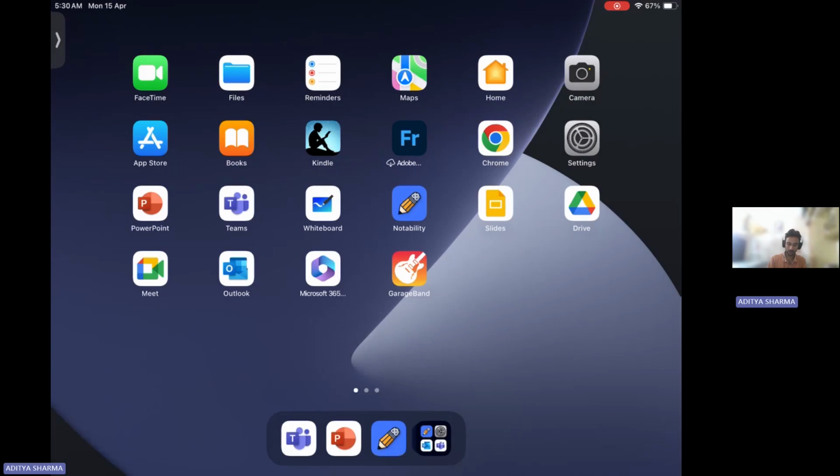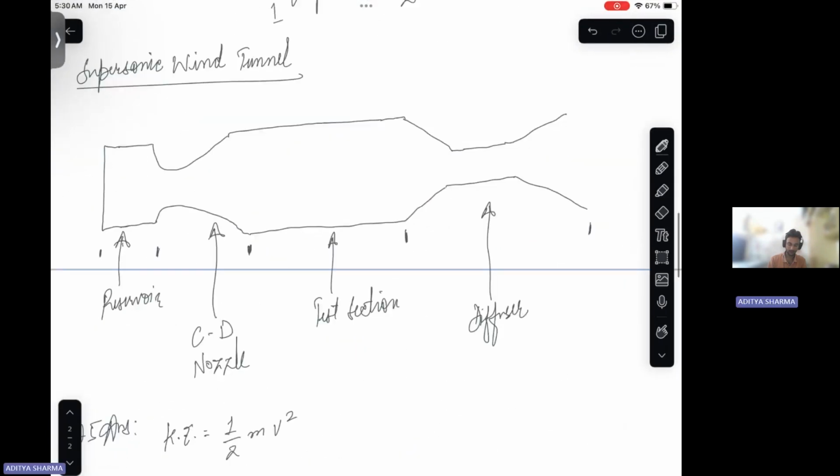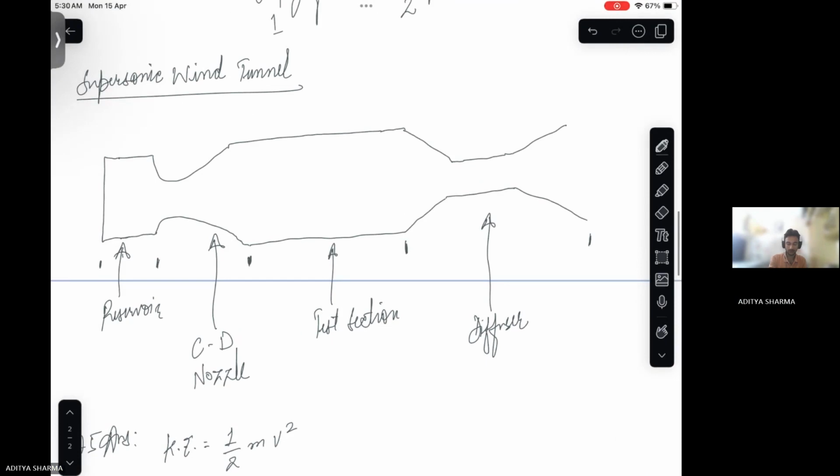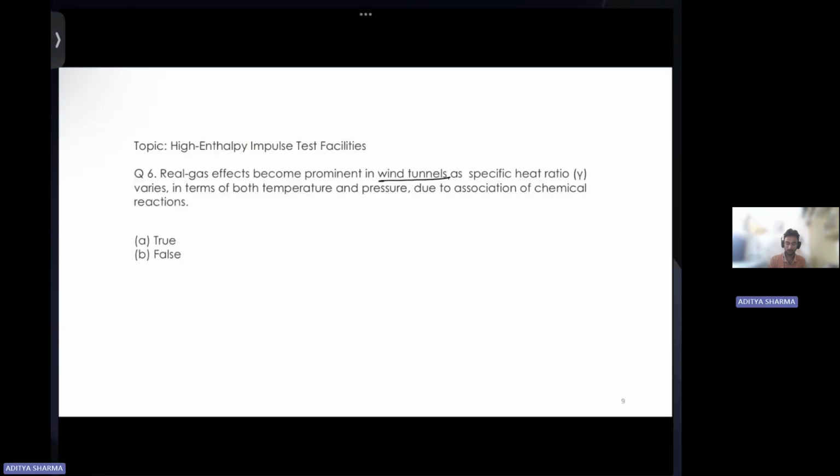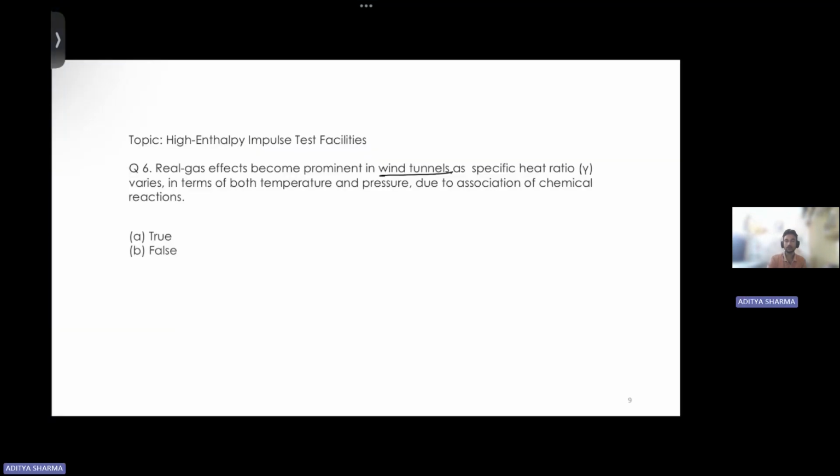But if you see a wind tunnel, in that case we need a reservoir or storage tank. So we store gas or air in it, so it requires a lot of energy. So the power requirement in case of a wind tunnel is high compared to a shock tunnel.